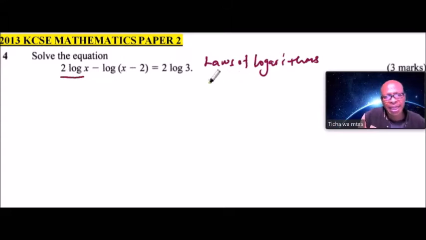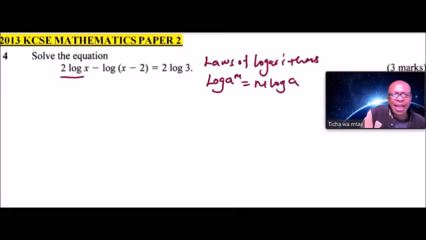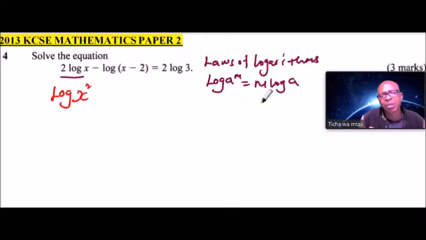We have a rule that says if we have the logarithm of a to the power m, it can be written as m times the logarithm of a. So if we start with this one, we write it as this one. Therefore, this one can be written as the logarithm of x squared. That is the third rule of logarithms.